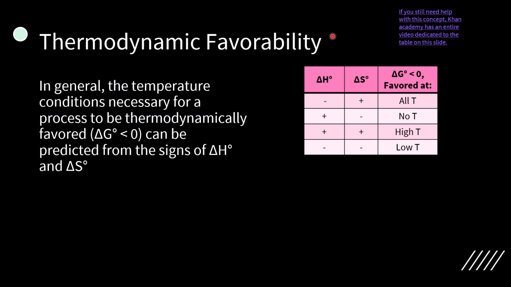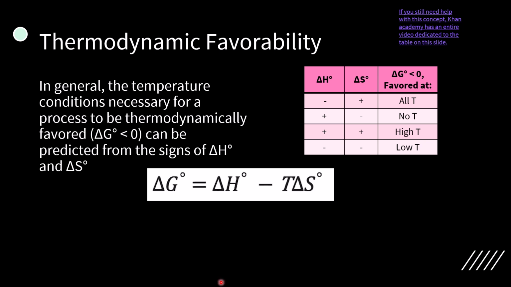But in general, the temperature conditions necessary for a process to be thermodynamically favored, which means that the delta G is less than 0, can be predicted by the signs of delta H and delta S. What you have to remember is this equation, and if you remember this equation, you can predict which numbers are going to be negative and which are going to be positive. So let's look at this first scenario right here.